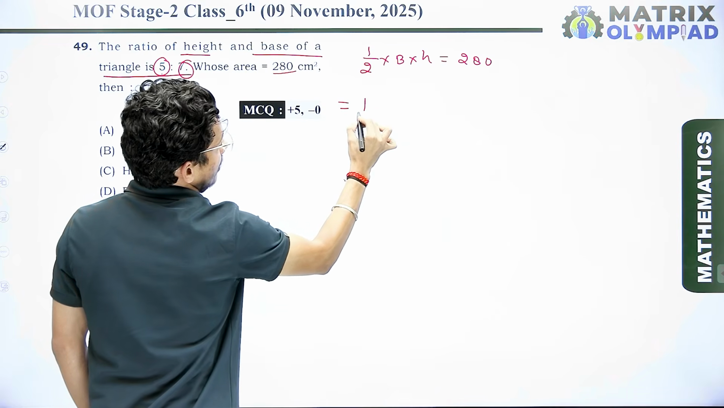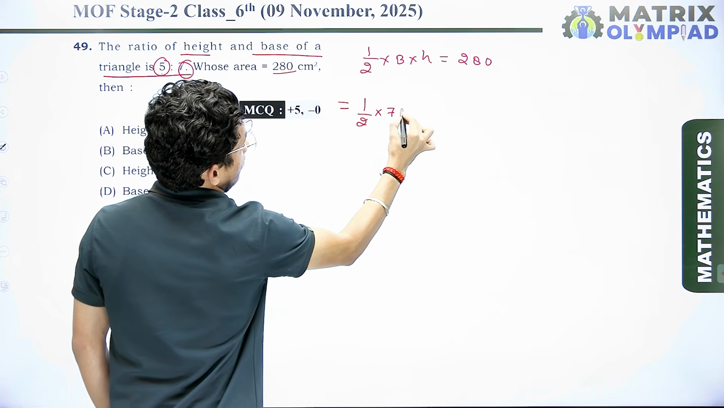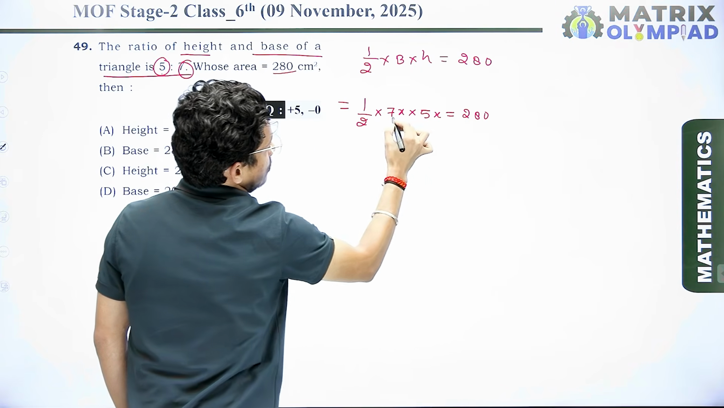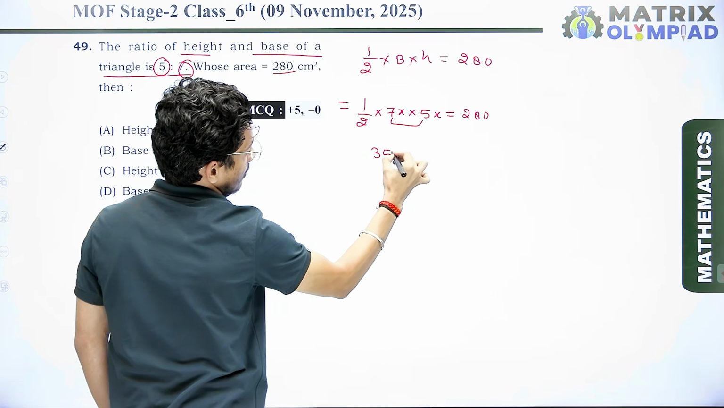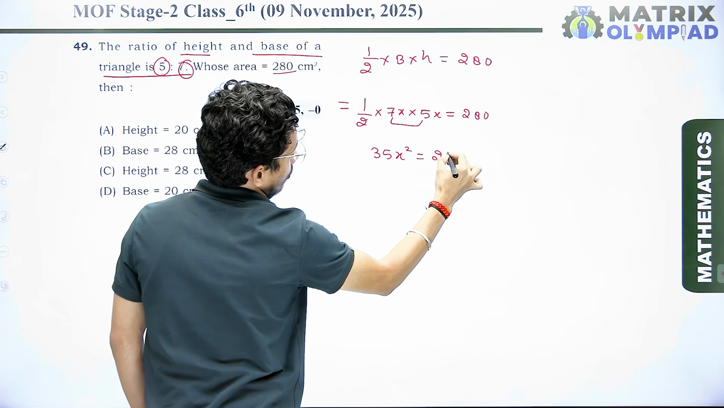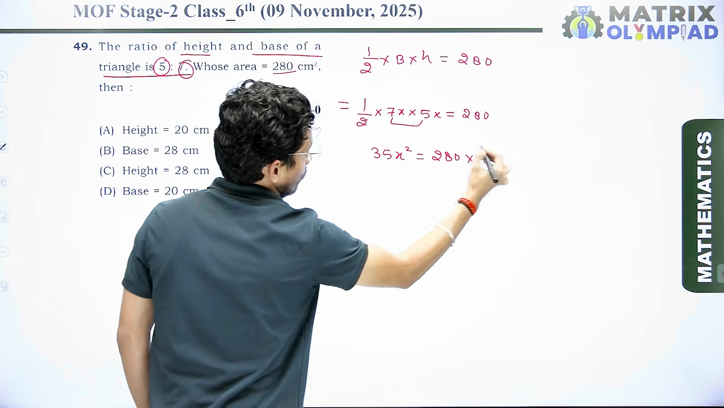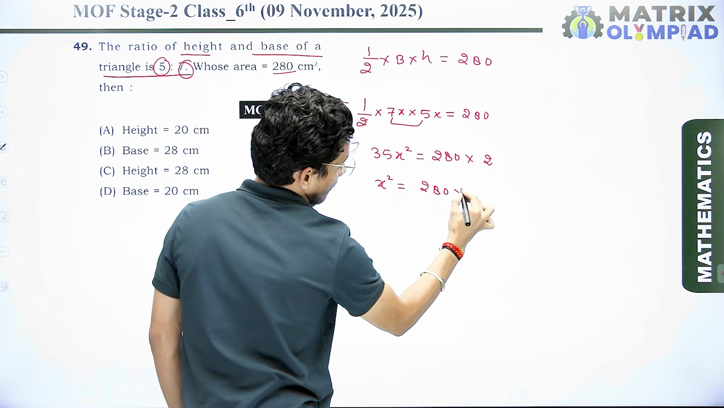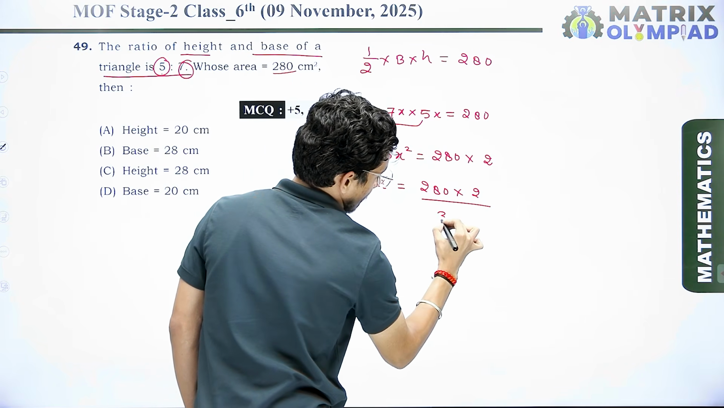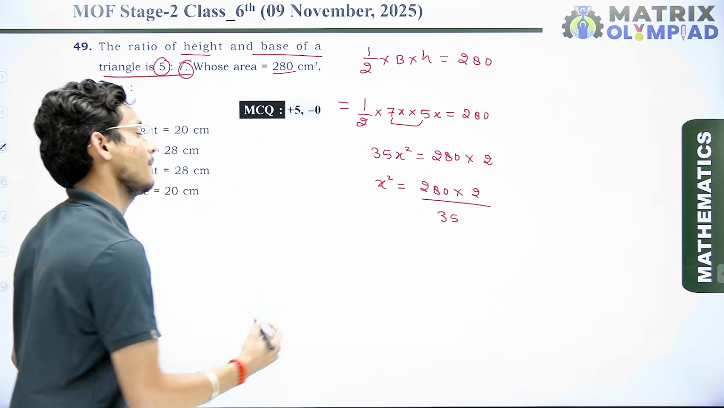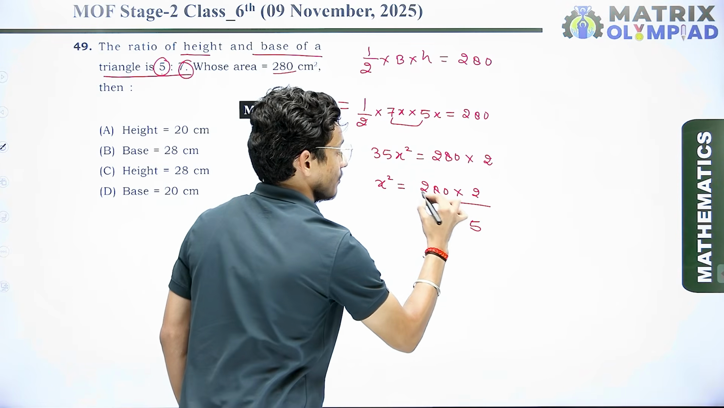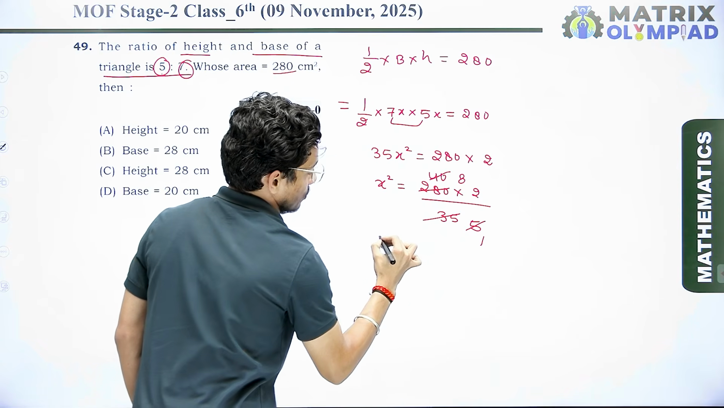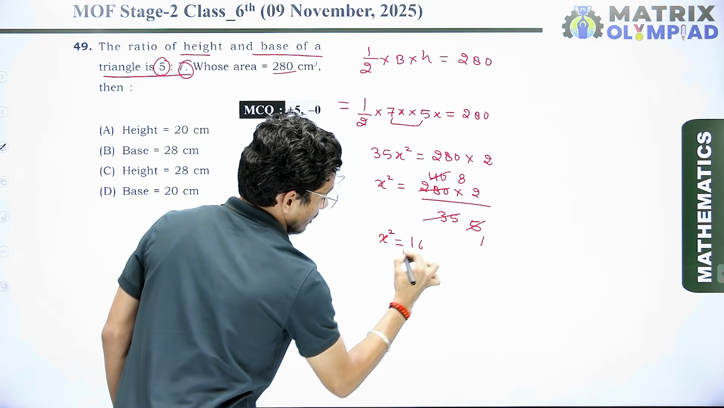So I can write here 1/2, that is 7x multiplied by 5x is equal to 280. So 7 times 5 is 35, x square is equal to 280 multiplied by 2 upon 35. So I can write here, 7 5s are 35, here we get 40, 5 1s are 5, 8 5s are 40. So the value of x square is equal to 16, and here we get the value of x is equal to 4.